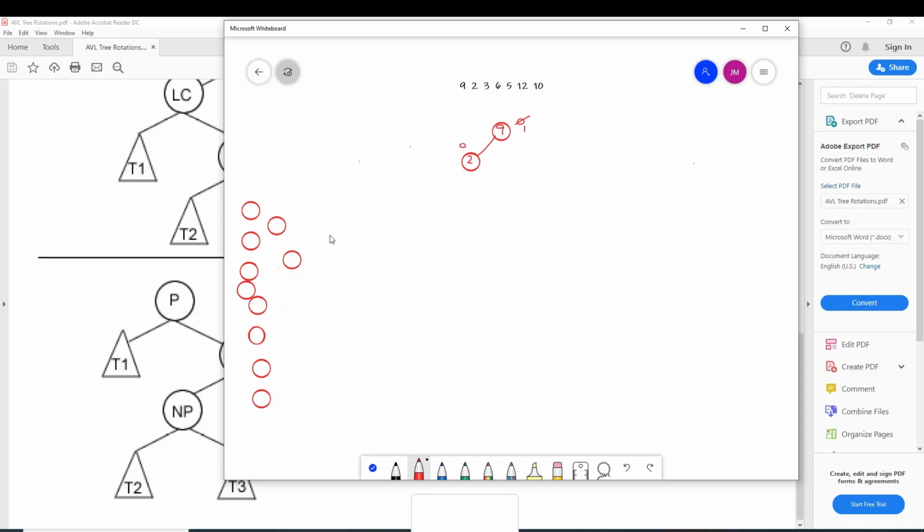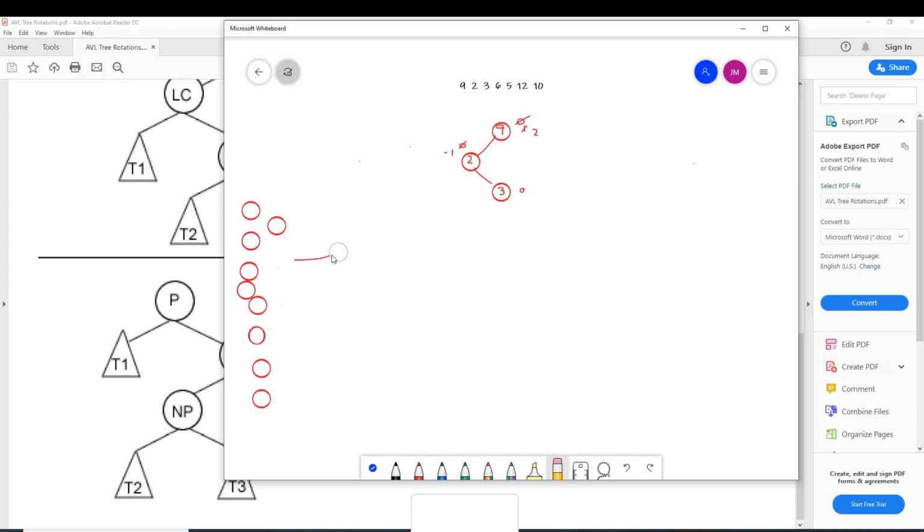Now we put the 3 in. That's 0 minus 0. 0 minus 1. 1, 2 minus 0. So this is a 2. Okay, this is a 2. This is not okay. We need to rebalance.